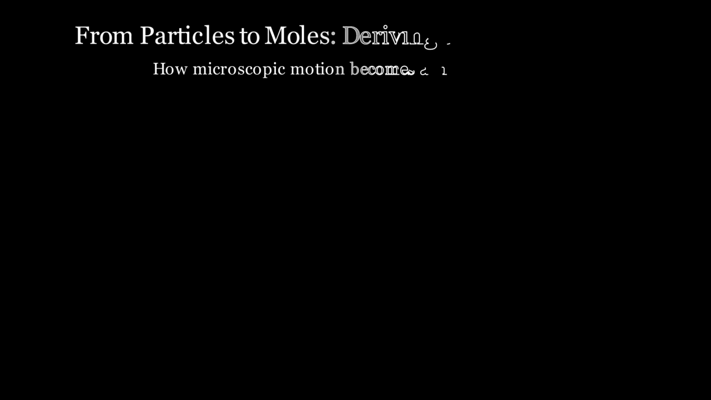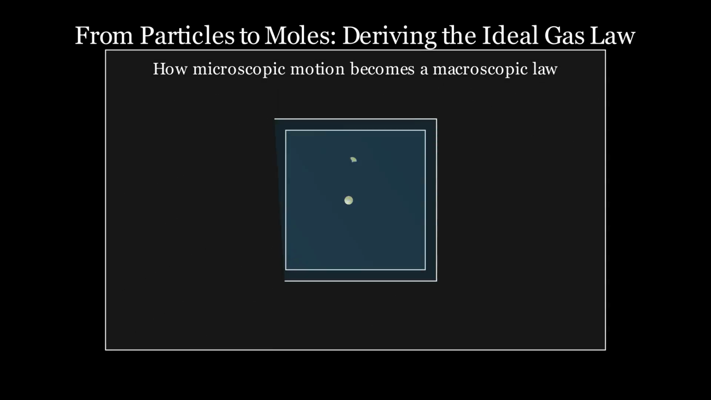Let's begin at the molecular level. Gas particles are constantly in motion, bouncing around and colliding with the walls of their container. Each collision exerts a tiny force, and when you add up all these microscopic impacts, they result in the pressure we observe on a macroscopic scale.